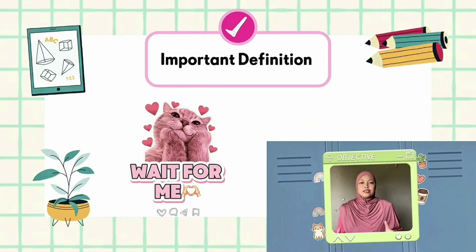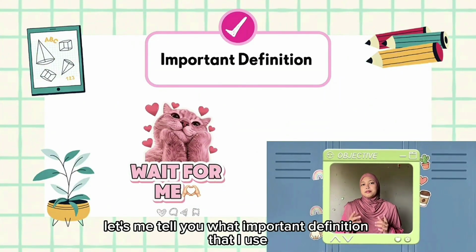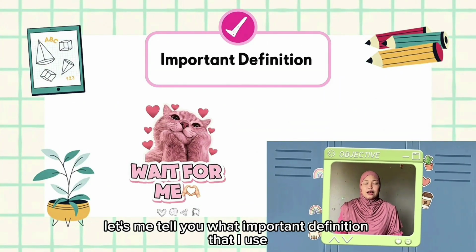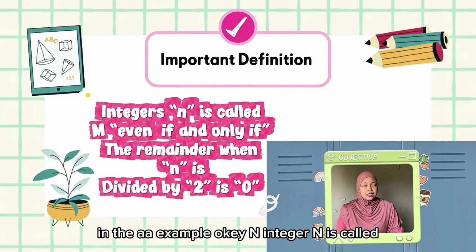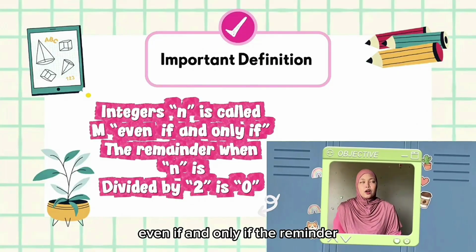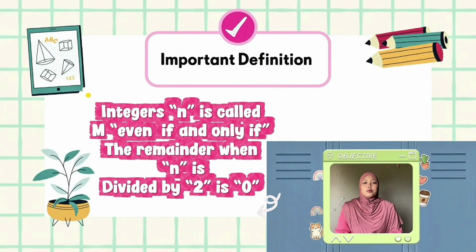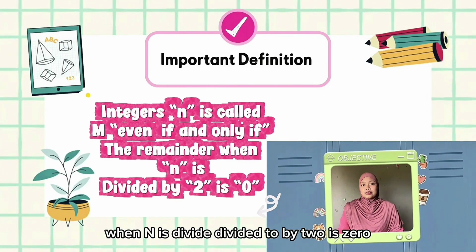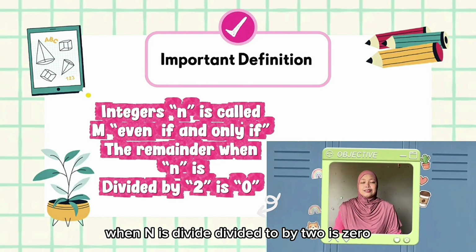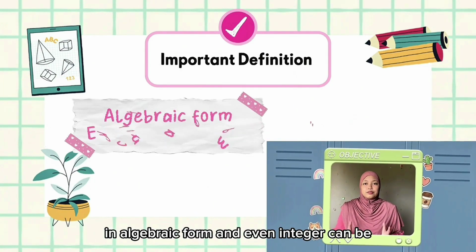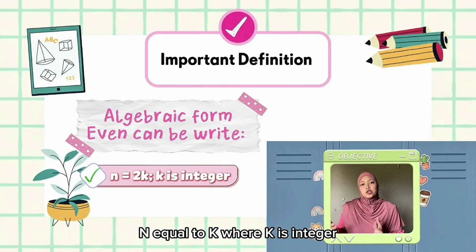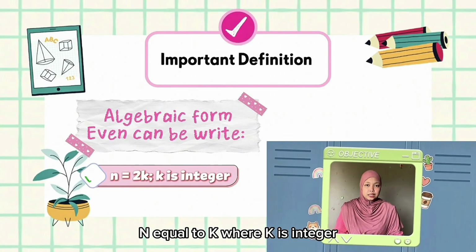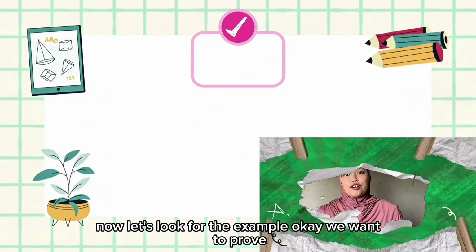Before looking at the example, let me tell you the important definition that I use in the example. An integer n is called even if and only if the remainder when n is divided by 2 is 0. In algebraic form, an even integer can be written as n equal to 2k, where k is an integer. Now, let's look at the example.